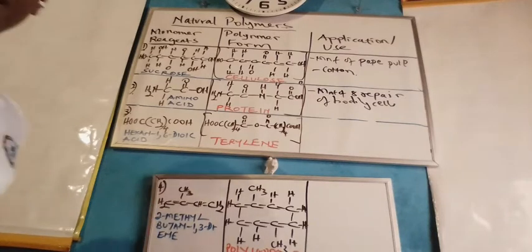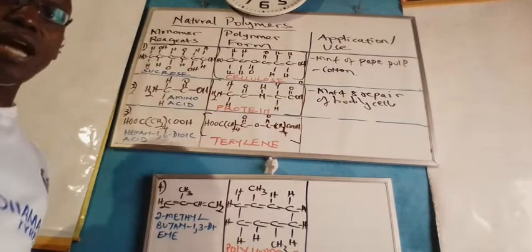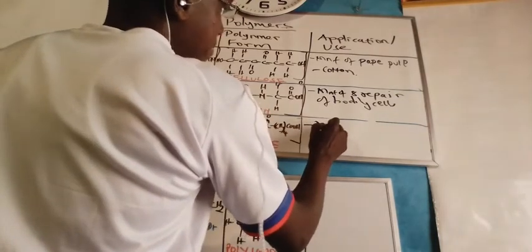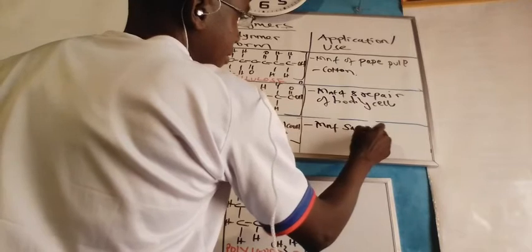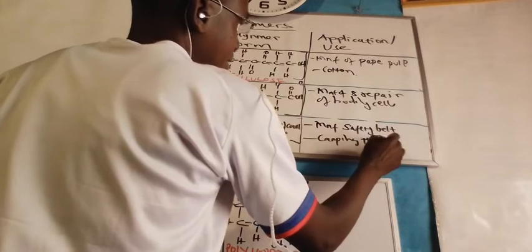Next, we have terrylane. Terrylane comes from a diorganic acid of hexanoic form. Now, this diorganic acid is hexane-1,6-dioic, and when there is a synthesis, it forms a long continuous chain of multiple series of dioic acids, and this is what is referred to as terrylane. How do you use terrylane? We use it to manufacture safety belts and camping tents, simply because it is a tough material which is flexible.